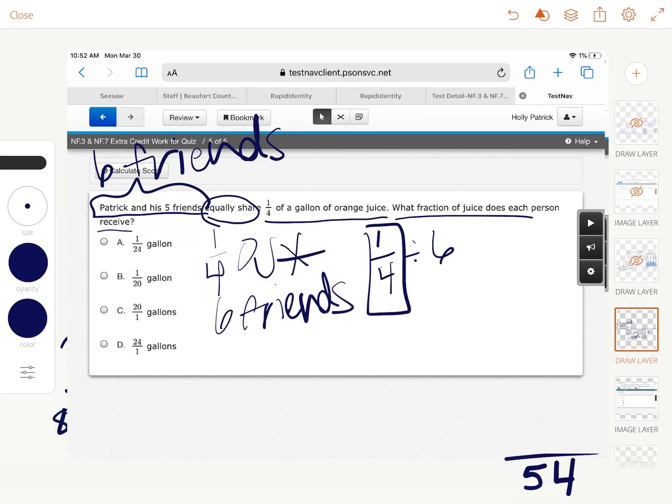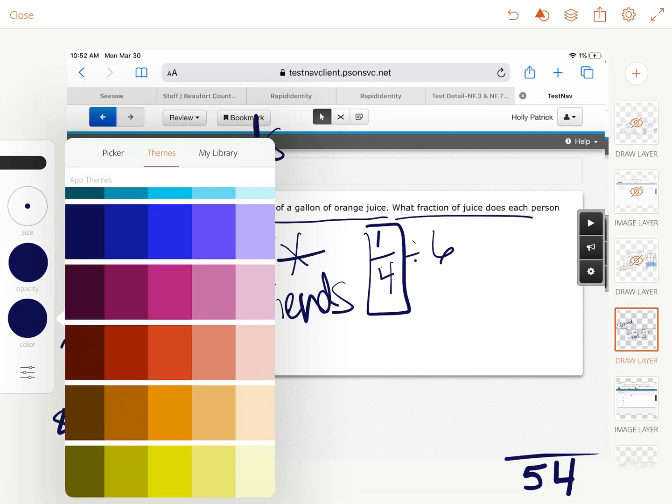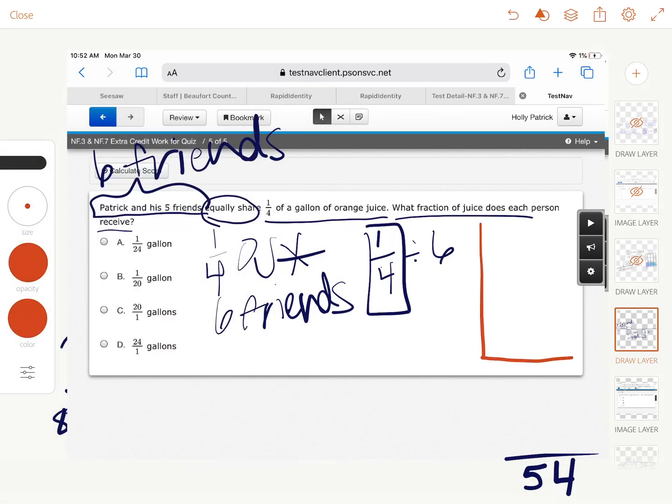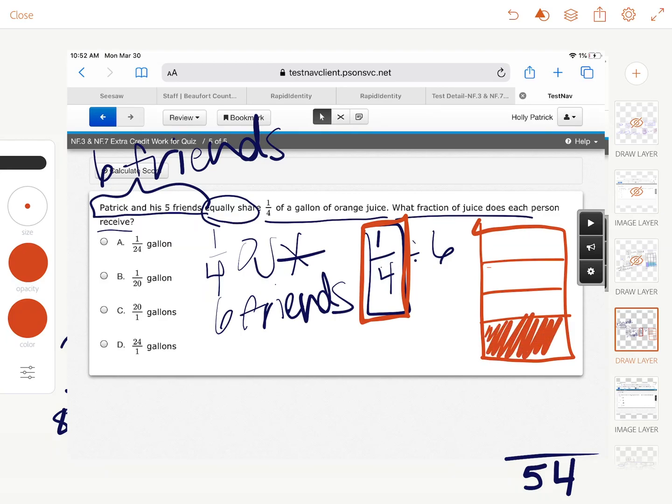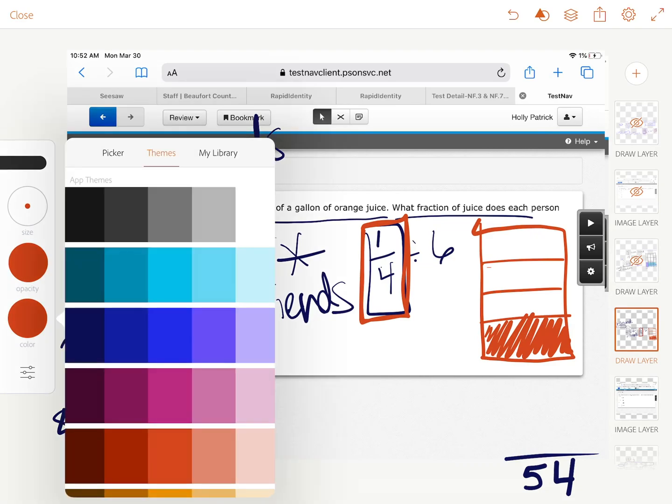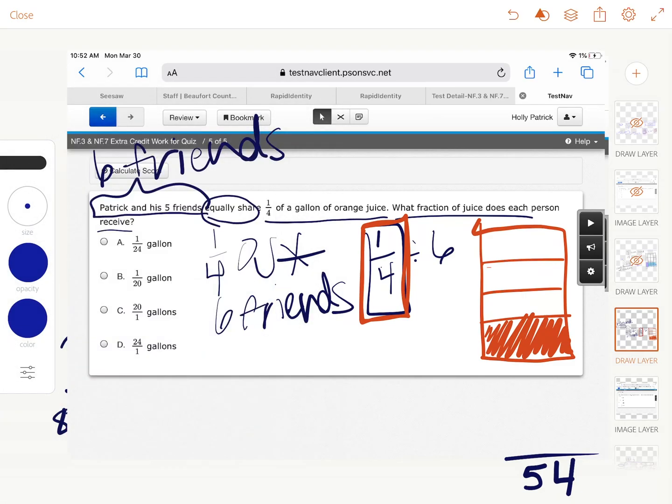Okay, so I know that what this looks like is I'm going to use orange. Why not? I'm going to have a model that models 1/4, because my first number always tells me what my model should look like. So I'm going to have it broken into 4ths. And out of this gallon of orange juice, we only have 1/4 of it left, which means this is all we have left. And we're going to share that between 6 people, okay? All right. So in order to do that, I'm going to have to divide my 1/4 for 6 people. So I'm going to draw 5 lines. 1, 2, 3, 4, 5.